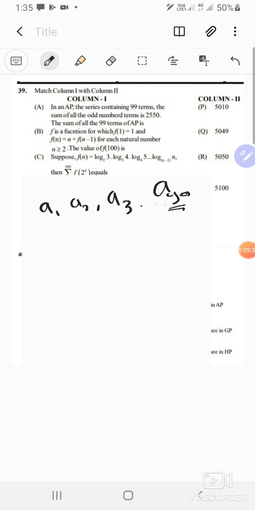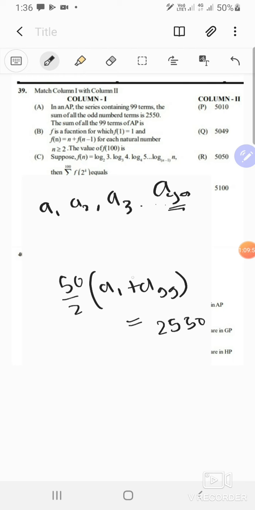So there are 50 terms in this, and the difference is 2d over there, so 50 by 2 into, well, A1 plus, yeah, why do we even need the difference right now? So A1 plus A99 has to be equal to, guess what, 2550. So when we are supposed to find the sum of all the 99 terms, that's going to be 99 by 2 into A1 plus A99. What is that supposed to be?